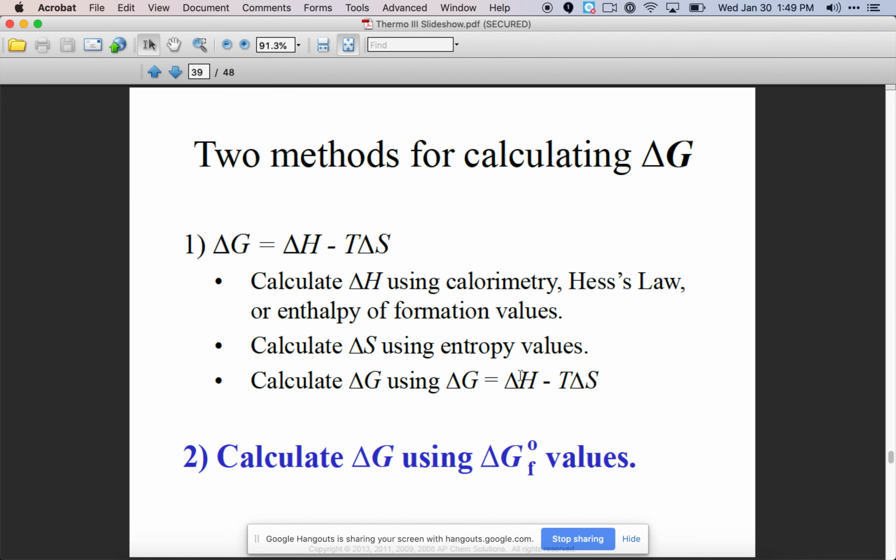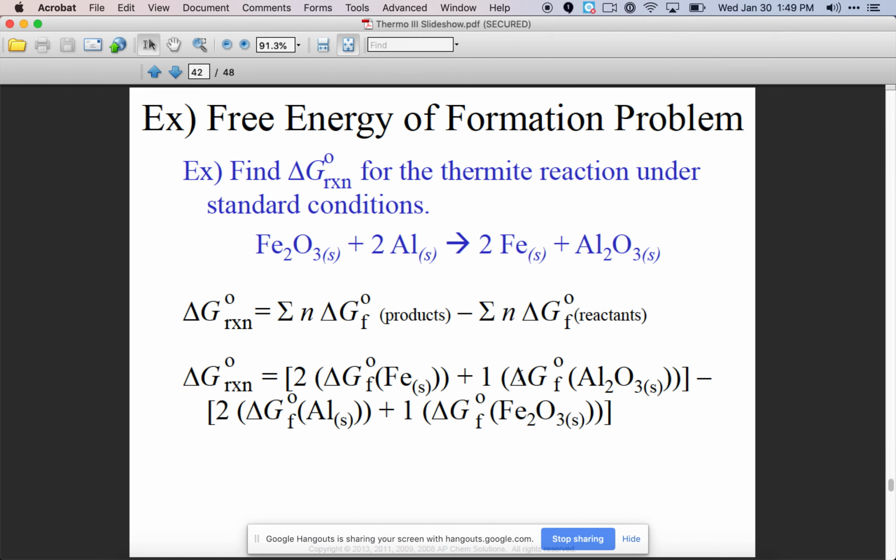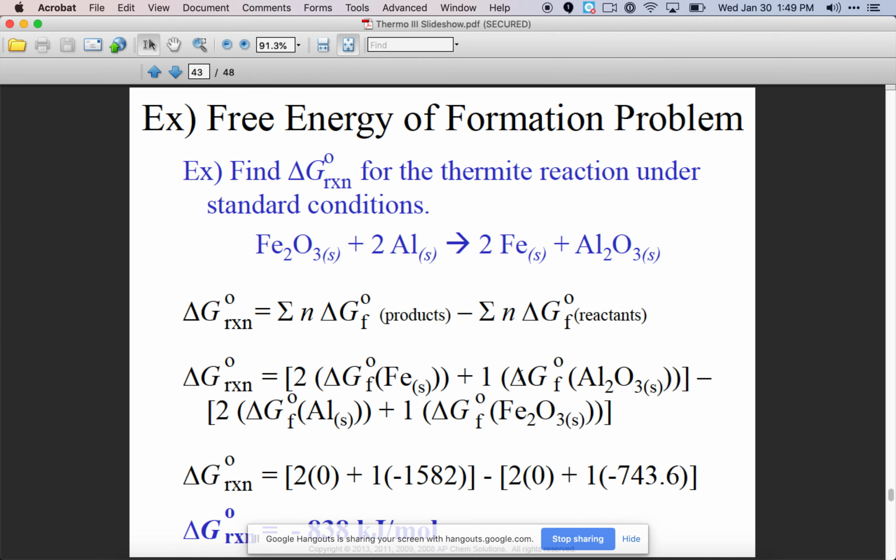Okay, this is delta G. This is just like delta H and delta S. Once again, if you are looking at elements in their standard state, their Gibbs free energy is 0. Are we okay with that? Yeah. Okay.